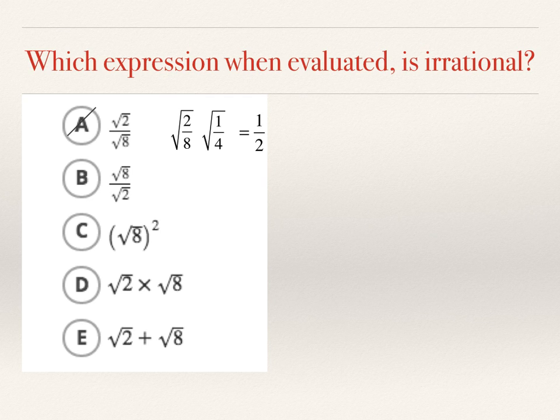Let's look at example option B. Let's write it as a single fraction under the radical, 8 divided by 2 being 4, square root of 4 is 2, again, not irrational.